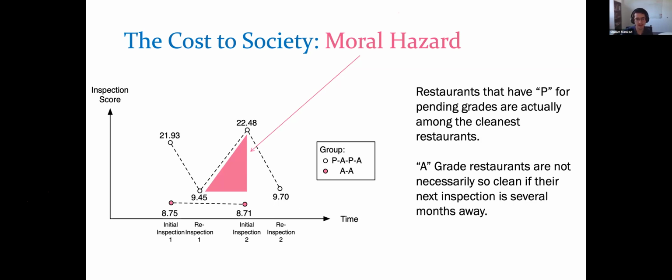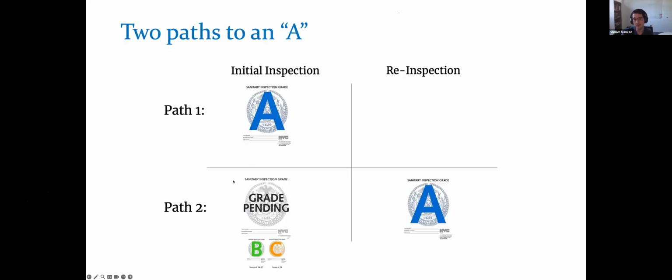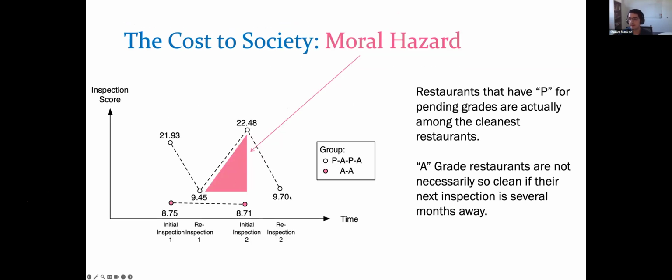And it's literally the area under the curve in between the AA and the PAPA that potentially represents the cost to society, right? People think that they're going to a good restaurant in terms of hygiene quality. Who knows? Maybe you're going to get sick. There's food poisoning. All kinds of bad things can happen, and that's the unintended consequence of having this grade pending system in the New York City hygiene inspection regime.